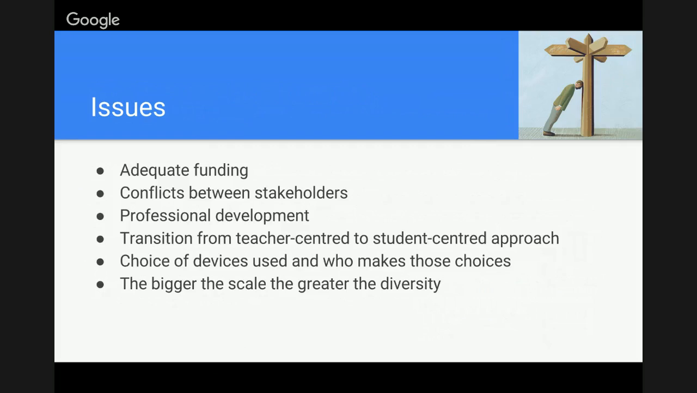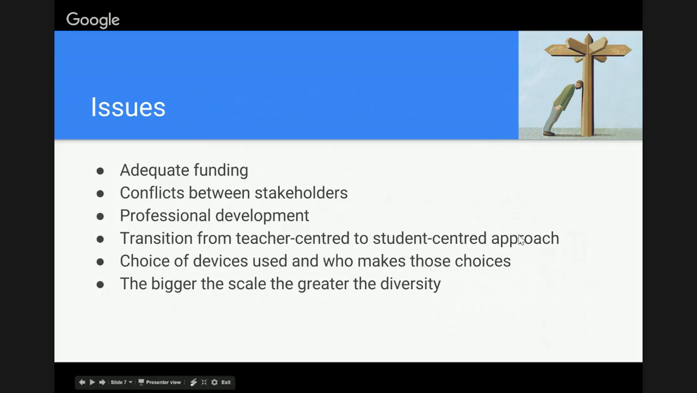The choice of devices used and who makes those choices affects the sustainability. So those choices should be made by those who are going to use the devices, but often those choices are made by leadership only. And also the ability to use the device in different parts of the world should be considered. For example, in areas where electricity is unreliable, other sources should be considered.